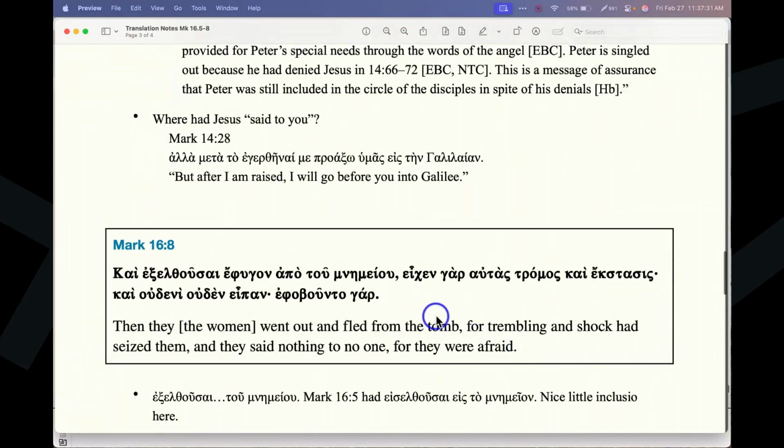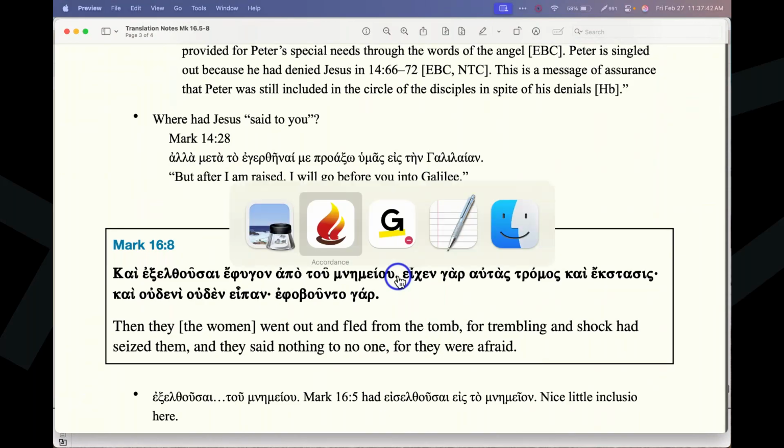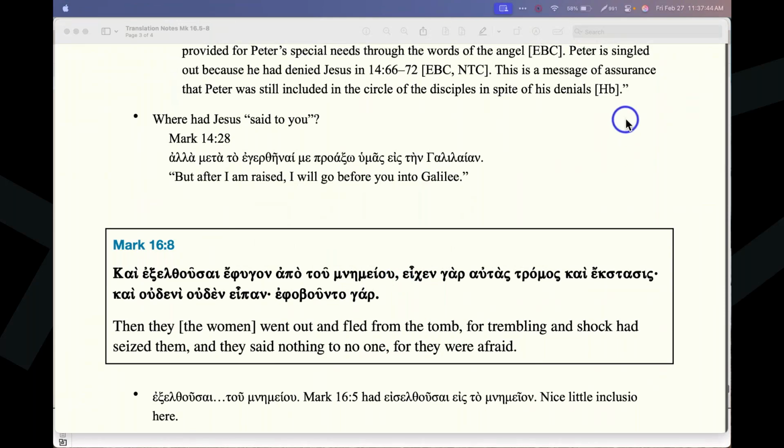According to the shorter ending of Mark, it's not going to go very far. In fact, it's just going to stop. It's going to stop right here. And we'll spend some time on that. I'm leaving a little extra time for us to talk about Mark's ending. But let me hear from you if you've got questions or comments. I'd love to hear them. I'll put them in the chat anonymously and respond.